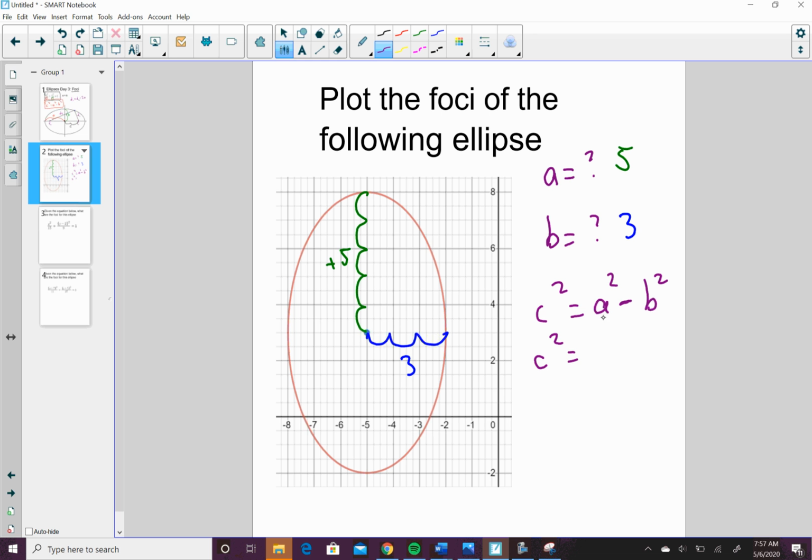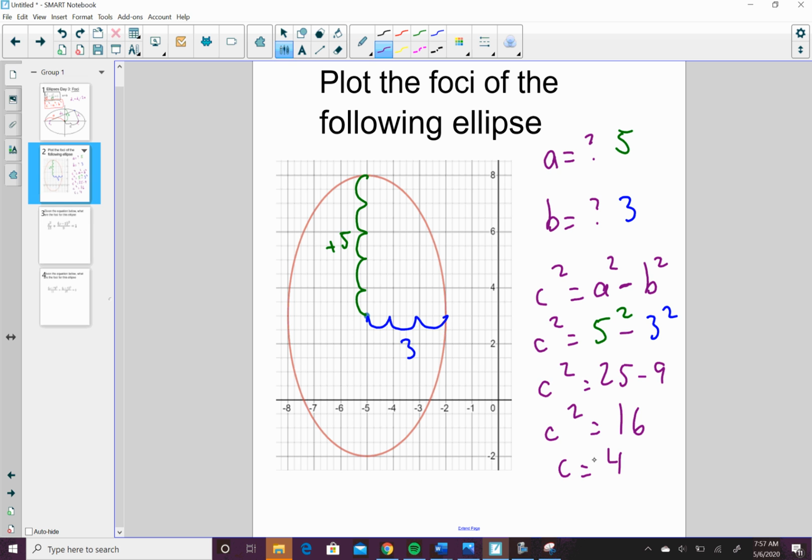So now I can just plug it into this formula: c squared is going to be equal to 5 squared minus 3 squared. And then I can solve it from there and get 25 minus 9. And that is actually good because that's c squared equals 16, which makes c equal to a nice 4.